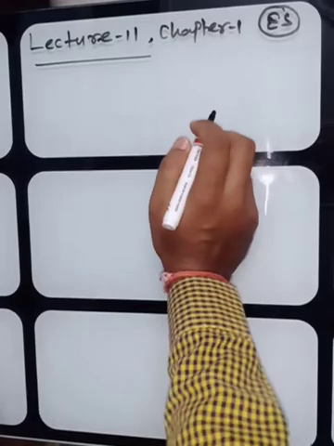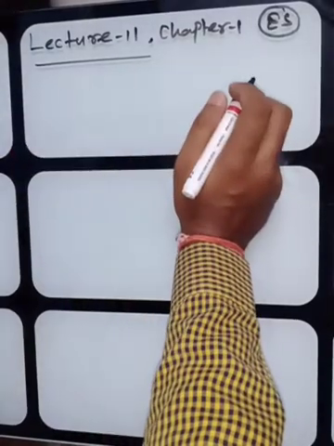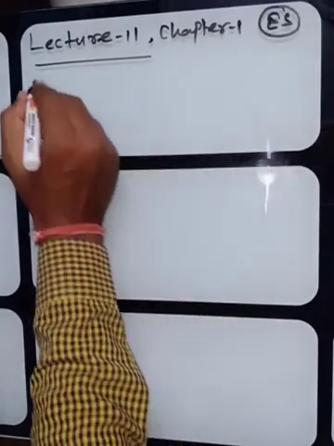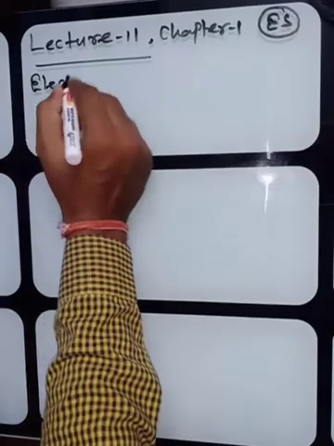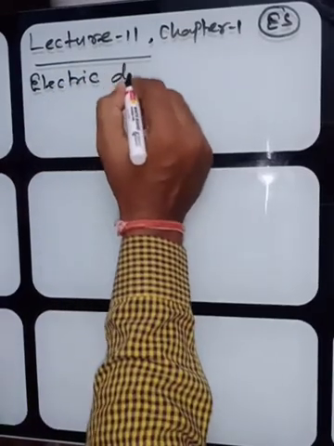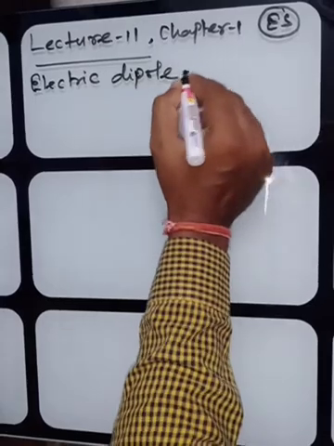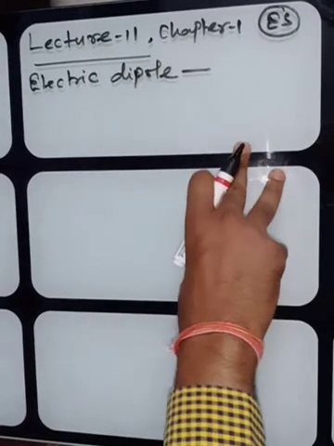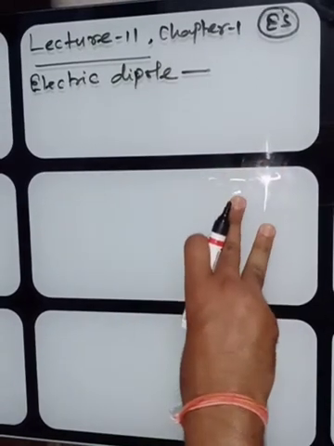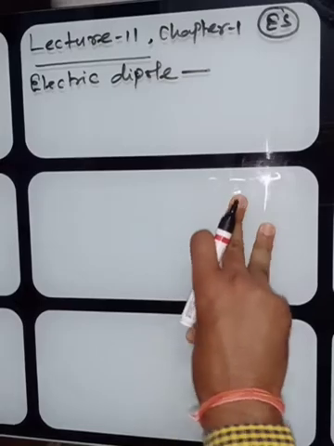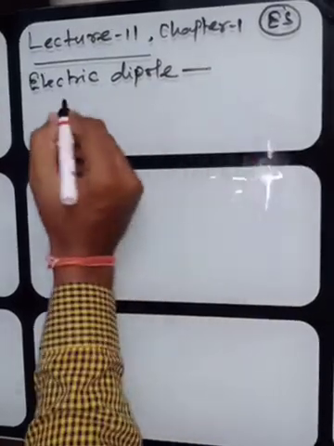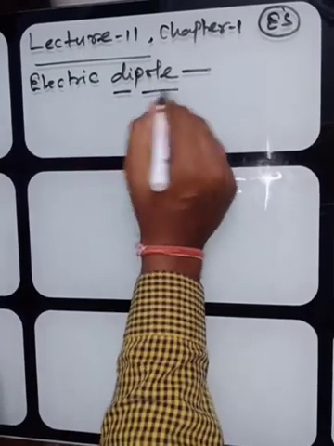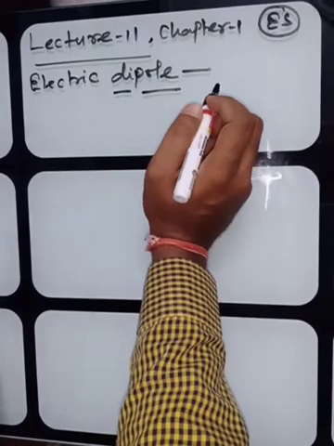This is S Pandey. Today, students, we will study, as I told you, about the electric dipole, and then we will draw the electric field lines for this electric dipole. The meaning of dipole is two poles. Actually, we are studying that here.